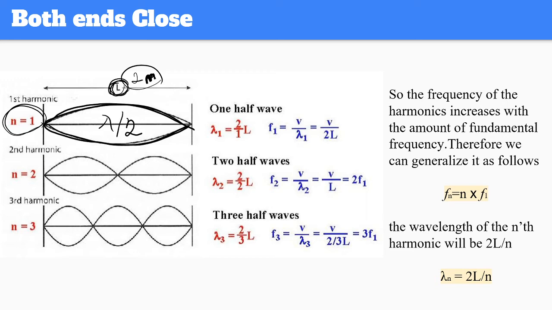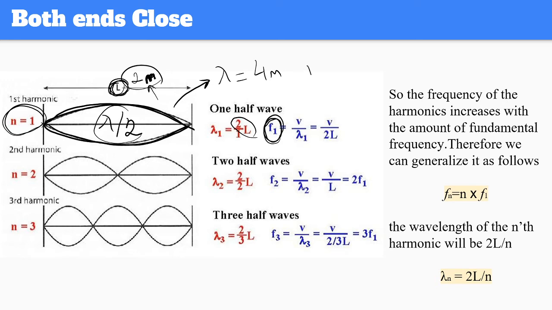Then what does that mean? Half of my wavelength is equal to 2 meters. Then what is the wavelength of the wave? It is 4 meters, or it is 2 times L. And the frequency that I need for this is called the fundamental frequency.